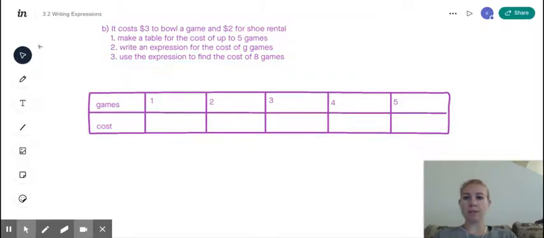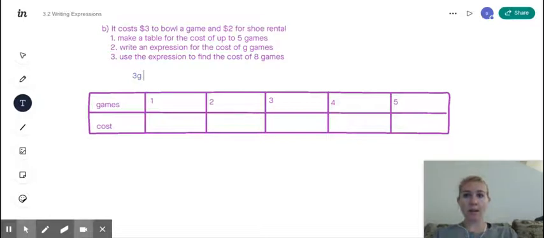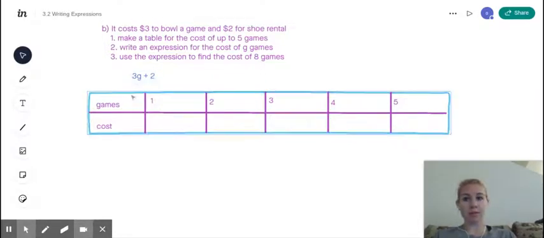Okay, so let's focus on our expression here. Well, what do we know? It costs $3 to bowl a game, so $3 per game, so it'd be 3G, and $2 for shoe rental, so plus $2. So again, it costs $3 to bowl a game, and we're going to let G be the variable for games. So it'll be 3 times G and $2 for shoes, so plus 2. Now, it doesn't say you have to pay $2 for each game, right? It's just $2 for the whole day for the shoe rental. So it'll just be plus 2.